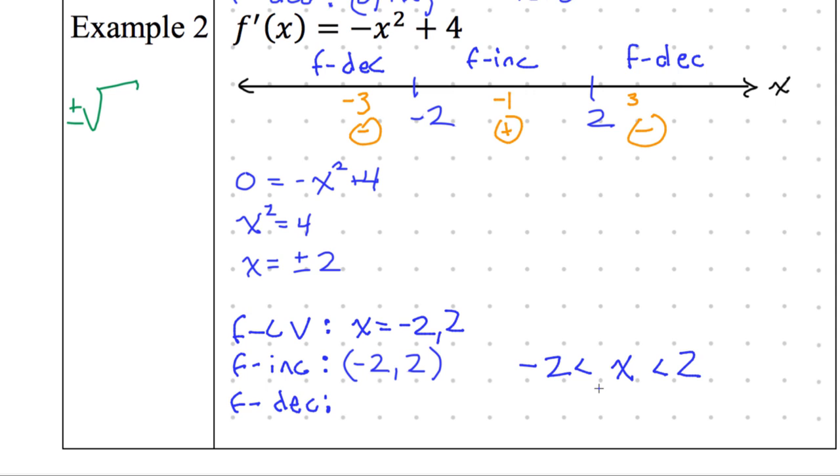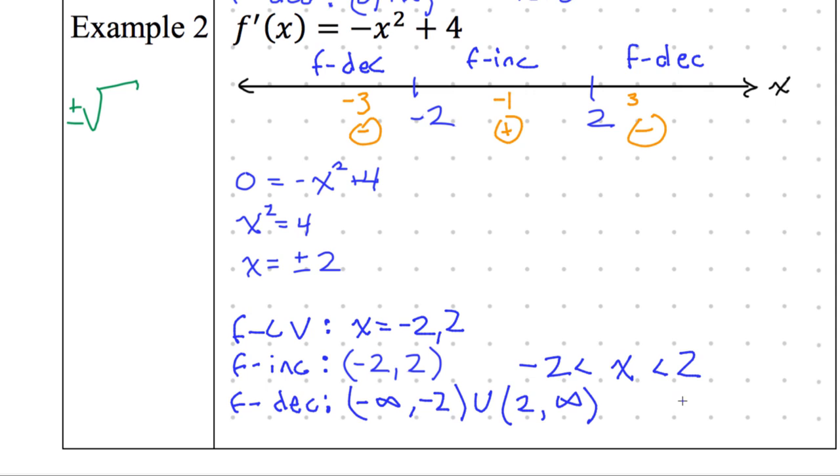Cool. All right, Rochelle, you're up. F decreasing, give me the interval notation and the inequality notation. Negative infinity to -2, union 2 to infinity. Like so? All right, and the hard part now, inequality notation.